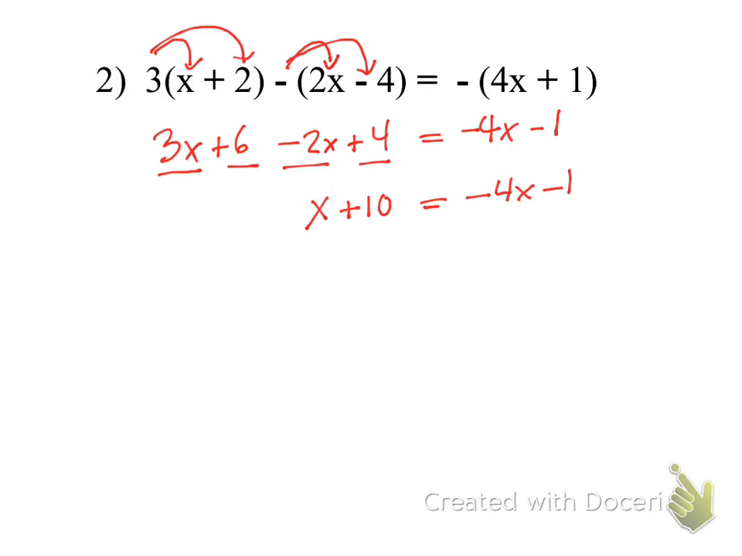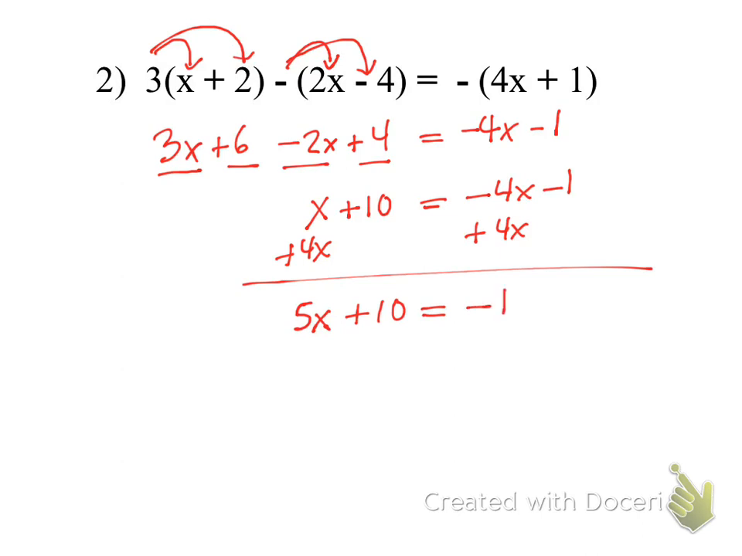Okay, so now we can move, let's move our x's. How can I move my x's so that they become positive? Would I move x or would I move negative 4x? So it's always the opposite. So what am I going to do? It's the opposite of negative 4x. And then what do I have here? And then you would have plus 5x plus 10 equals negative. Next step.